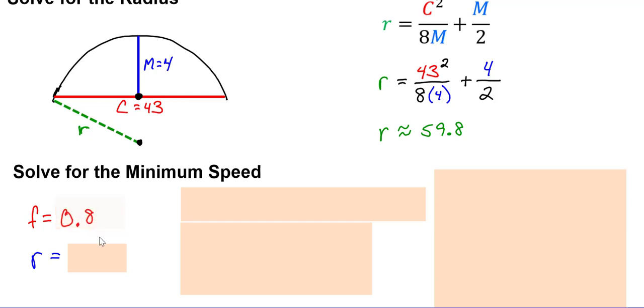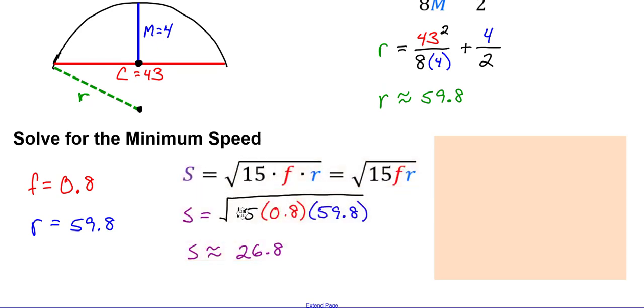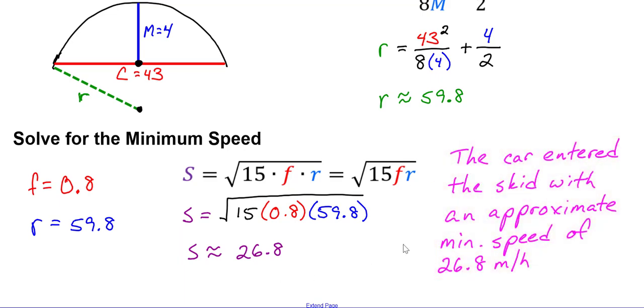So the drag factor is 0.8, the radius is 59.8. Take our speed formula and plug it in, and we end up with 26.8. So the car entered the skid with an approximate minimum speed of 26.8 miles per hour. And that should have an I in there. All right.